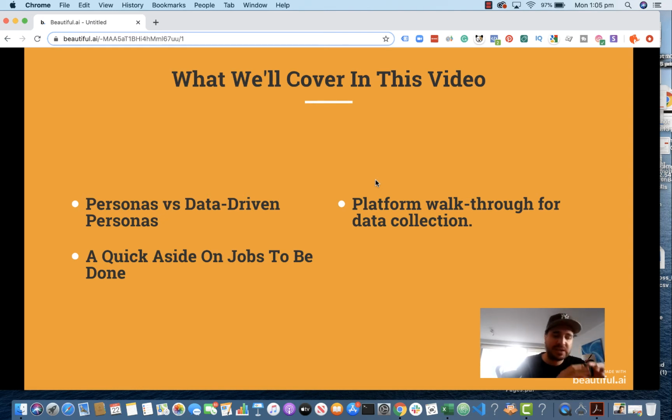We're going to have a quick aside on the jobs to be done framework. So we're going to talk a little bit about jobs to be done. We're not going to dive too far into it, but we'll just give you an overview on what that is and why it's important as well. We're also going to talk about how you can mitigate the risk of having too many pixels and tags that might slow down your website and what you can do in that respect as well.